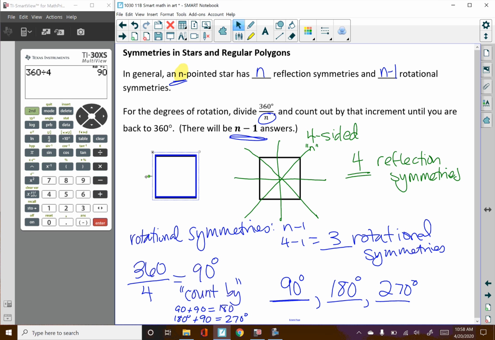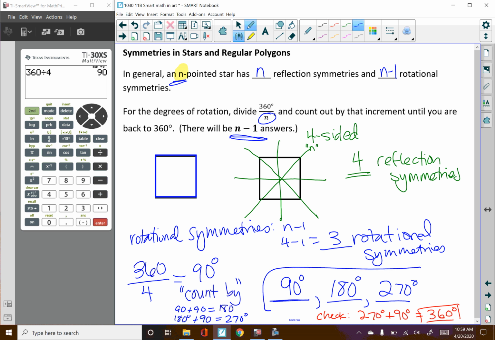Now, a quick check that you can do is that if I add my count by one more time, if I add 90 to 270, I'll get back to 360. So if you add that last one, you're back to where you started, and we don't count that one. So that's why you have one less answer than the number of reflection symmetries, because that last one, that fourth one, would just be rotated 360 degrees, so we don't count it. So our 3 answers for our angles of rotational symmetry are 90, 180, and 270.